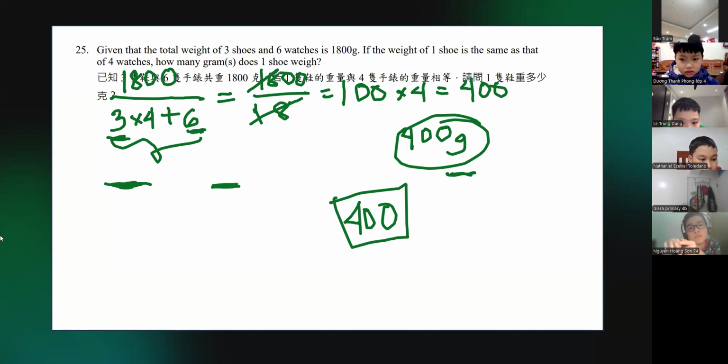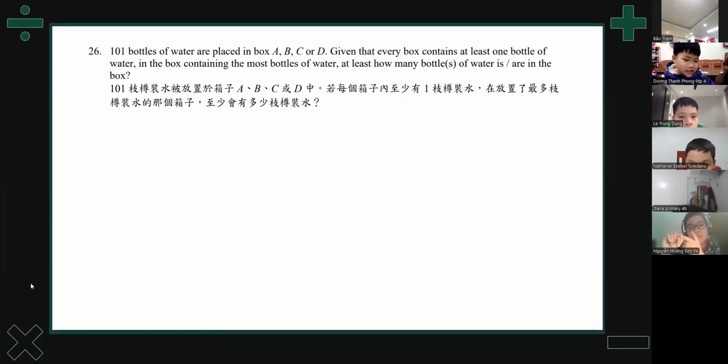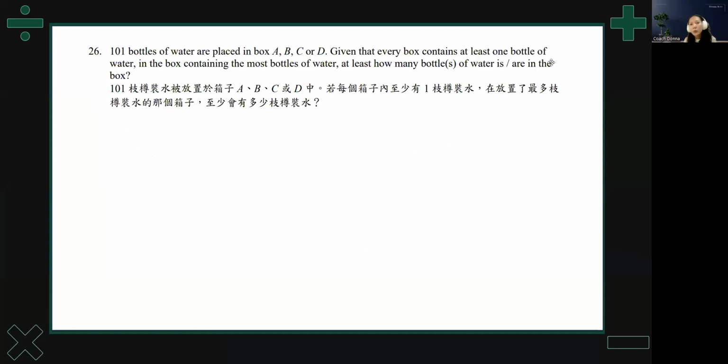Number 26. 101 bottles of water are placed in box A, B, C, or D, given that every box contains at least 1 bottle of water. In the box containing the most bottles of water, at least how many bottles of water are there? This is a problem that most students find confusing, but it takes practice.